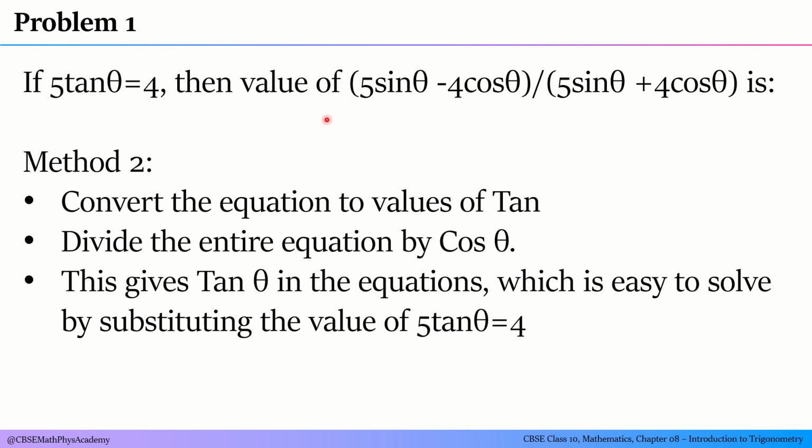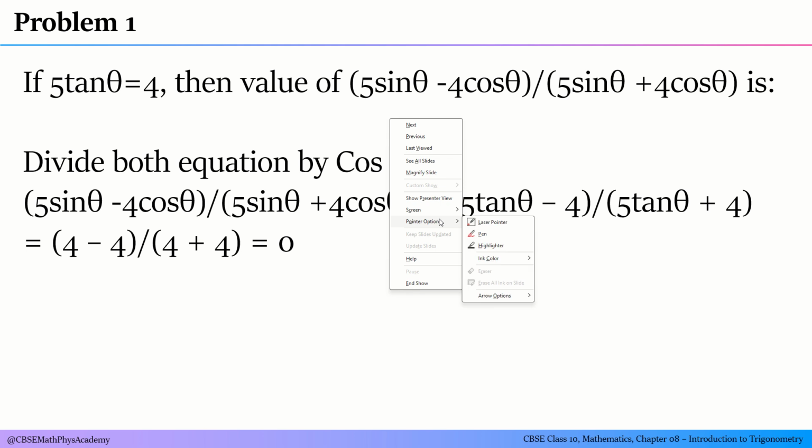So you have to convert this entire expression. See, it's a problem of sin theta and cos theta. You are going to convert this into a tan theta problem because you have the value of tan theta. So how do you do it? You divide the entire expression by cos theta. That is 5 sin theta divided by cos theta minus 4 cos theta by cos theta. Here, in every numerator and denominator, every term you divide by cos theta. When you do so, this expression gets simplified to tan theta, which then becomes easier to solve. So we'll see this approach.